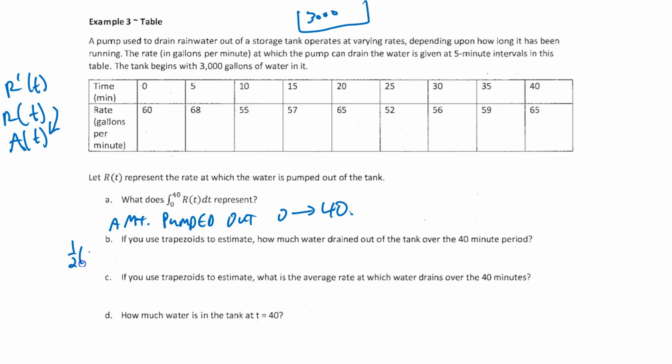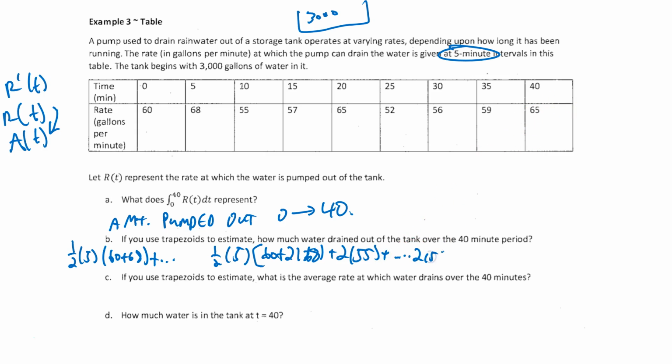So the first one would be 1/2 times 5 times 60 plus 68, right? Because we do the sum of it divided by 2, that's the average times the height. And then we're going to do that for each one of these. Or the shortcut would be pull out the 1/2 times 5, because we do have even intervals all the way through. They tell us it's at 5-minute intervals. So 1/2 times 5, and then we would do the first number, 60, and there'd be 2 68s, and there'd be 2 55s, because those are going to show up on each side of the trapezoid. And then the last one that you would have there would be 2 times 59, and then you would just have 165 on that last point.